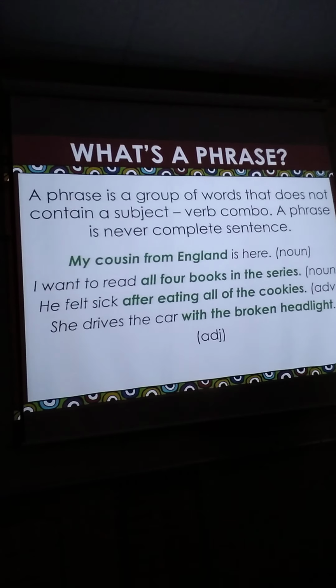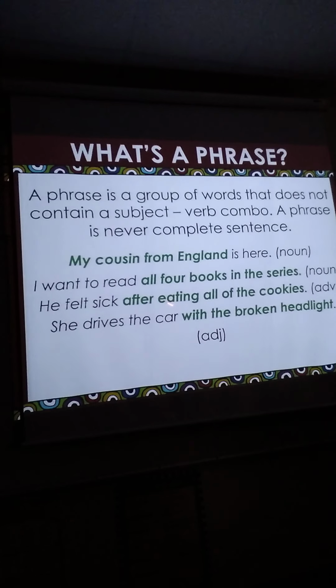Those are all subject sentences? These are all what? I said on the first one, you had to add the subject. It was missing the noun, you had to add the verb. It was already containing the subject. The second one, same thing. All 4 books in the series, you already had the subject, the noun. We had to add the verb.